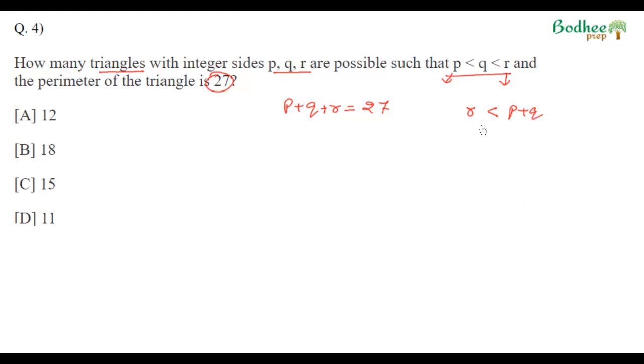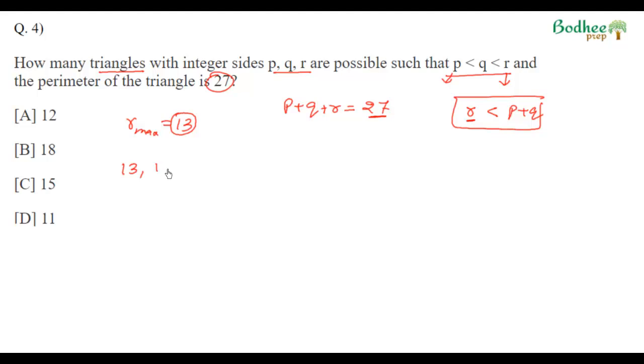Correct? So we can say that there is a limit for the maximum value of R. If I want to take the maximum value of the largest side of such a triangle, then it cannot exceed half of it, right? Otherwise, this relation will not hold. For example, if I take the value of R to be 14, then P and Q together will be equal to 13. So no such triangle can be formed, right? So the largest possible value which R can take is 13. It cannot take more than that. So let us see whether we can make a triangle with 13 as the largest side. So the other two sides, the sum has to be 14, correct?